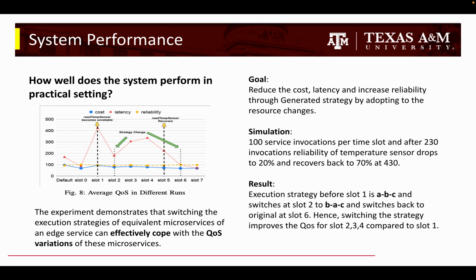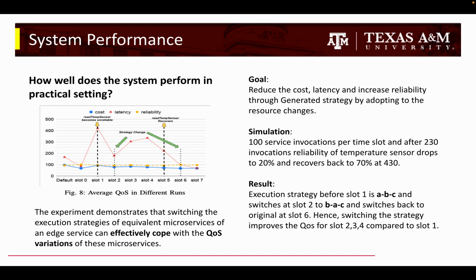Till this point, we haven't evaluated the major claim that the paper establishes: the proposed approach can self-adapt to resource changes. In this experiment, the paper tries to create a real-world scenario by simulating resource changes over time. Using the same setting as above, the paper simulates 100 service invocations per time slot. After 230 invocations, the reliability of the first microservice, that is using the temperature sensor deployed on the Raspberry Pi, drops to 20% and recovers back to 70% after 430 invocations.